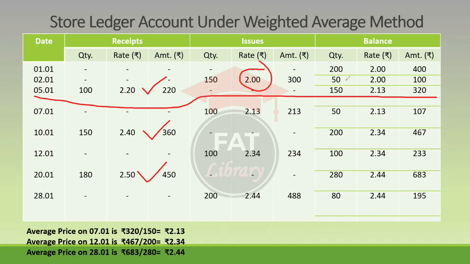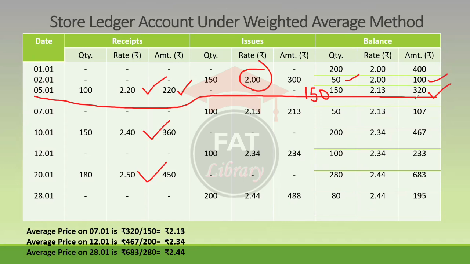Now the company is having two types of stock. Already they were having 50 units with them. Now with that, 100 units they have received. How many units do they have with them now? The company is having 150 units, totally 150 units. And what is the amount? If we consider 100 rupees here and 220 rupees here, so 320 rupees totally the company is having.